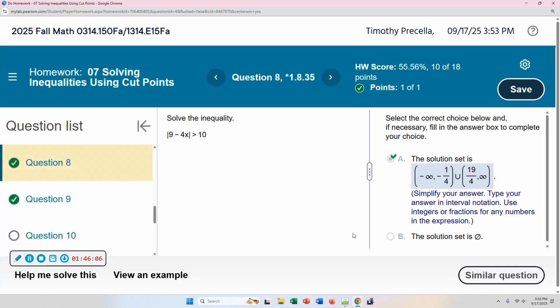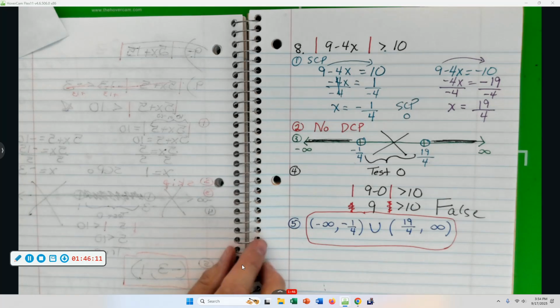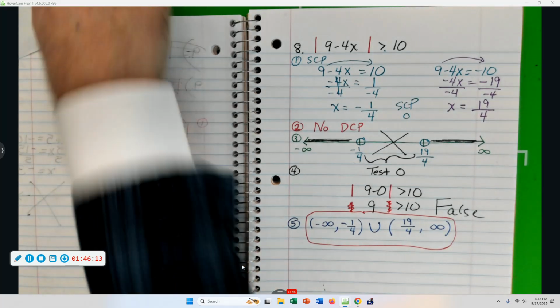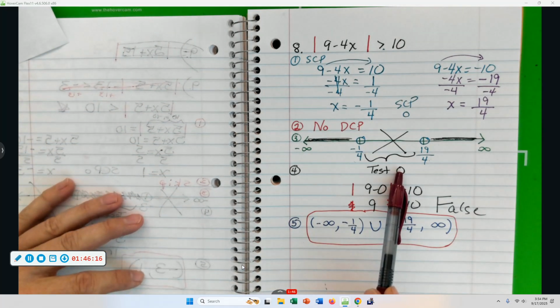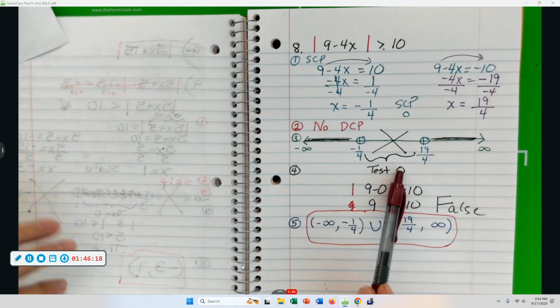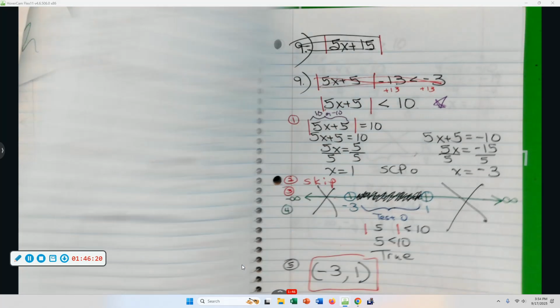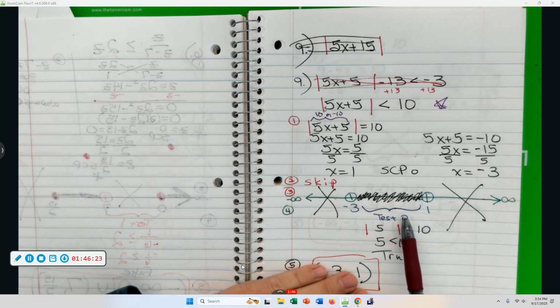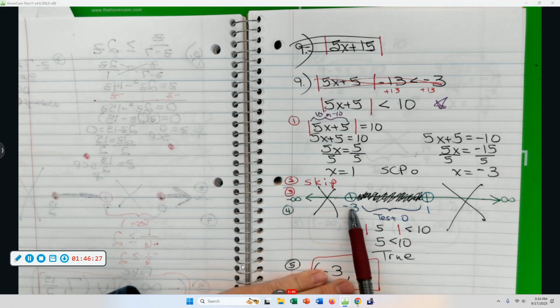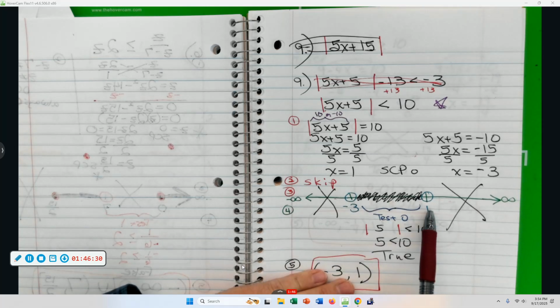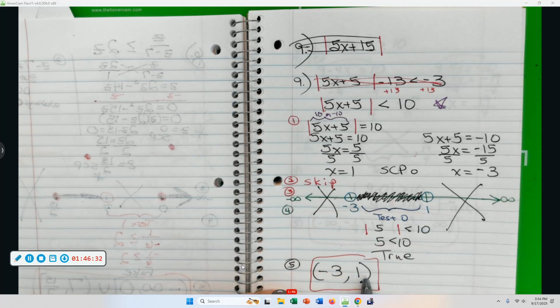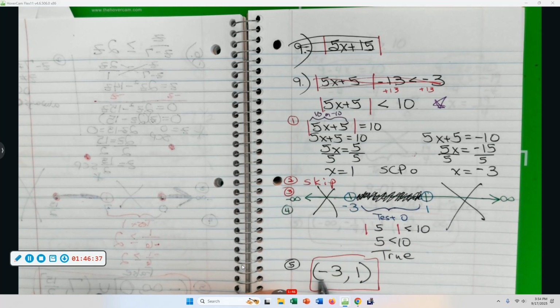Okay, I need to look back at the work. Notice how I never label the test value. Tony doesn't either. When we're drawing our number line, we don't label the test values on the actual number line. The only numbers we label on the number line are the cut points themselves. Those are the numbers that will appear in the answer, okay? Like you tested a 0. Did you have to type a 0 when using interval notation?